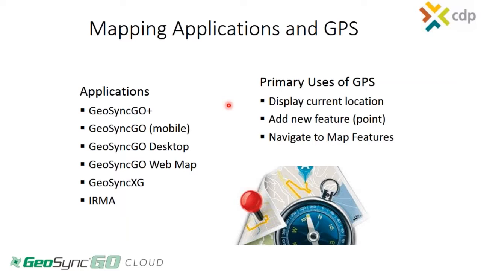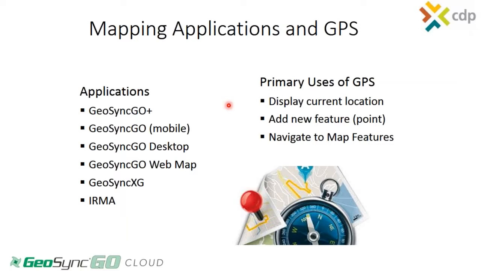The primary uses of GPS in mapping are very common and very simple. We want to see where we are on the map. We have a GPS device that knows its location, and we want to see our location on our mapping application. We may also need to add new features, actually collecting the location of a point, and we can use a GPS location for that. And of course, we want to navigate to a location using our GPS. So we know where we are, where we want to go, and we can navigate to that.